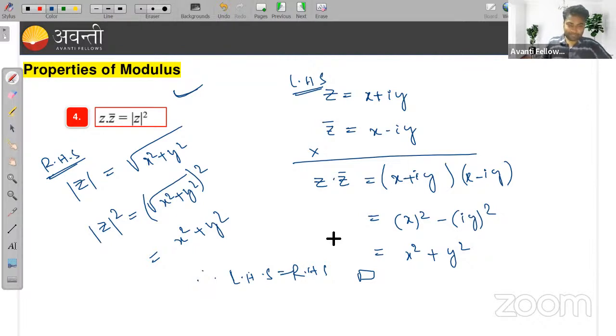Clear everyone? JNB Pune, it is clear? Yes or no? Guys, please respond to the chat box. If it is clear, let's move to the next property.